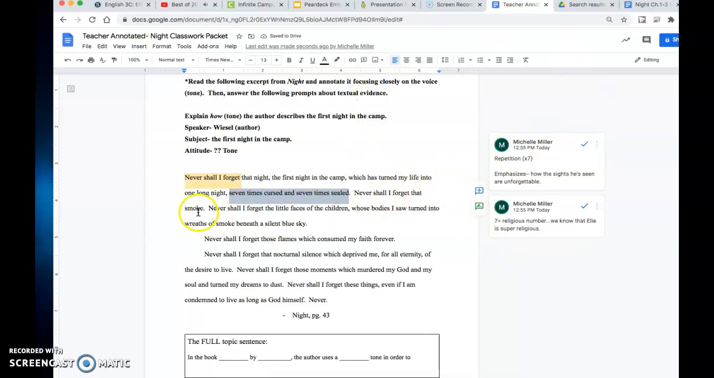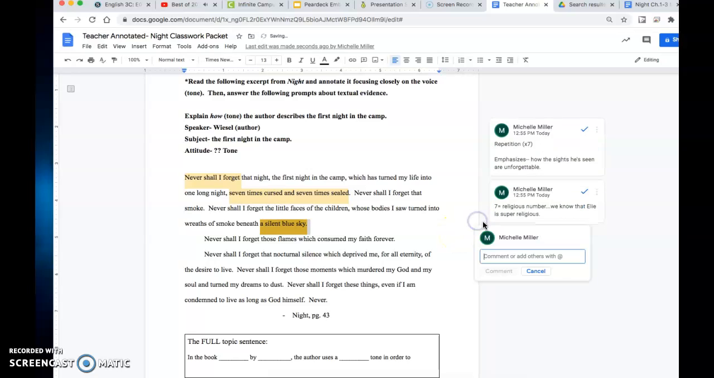Never shall I forget that smoke, never shall I forget the little faces of children, whose bodies I saw turned into wreaths of smoke beneath a silent blue sky. So, silent blue sky, that's an interesting thing to write. Why is he calling the sky silent?